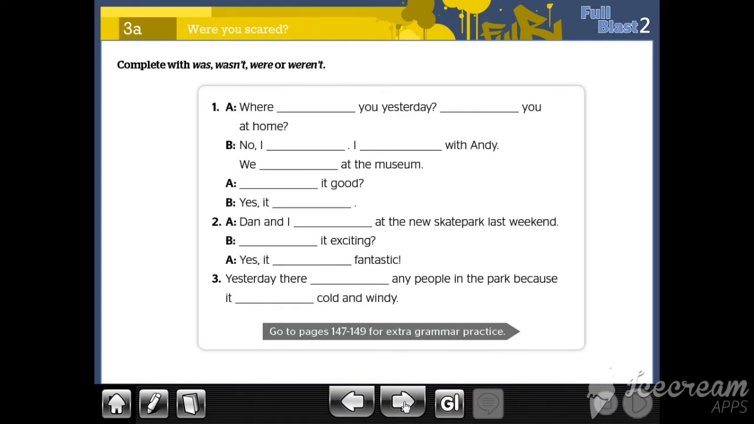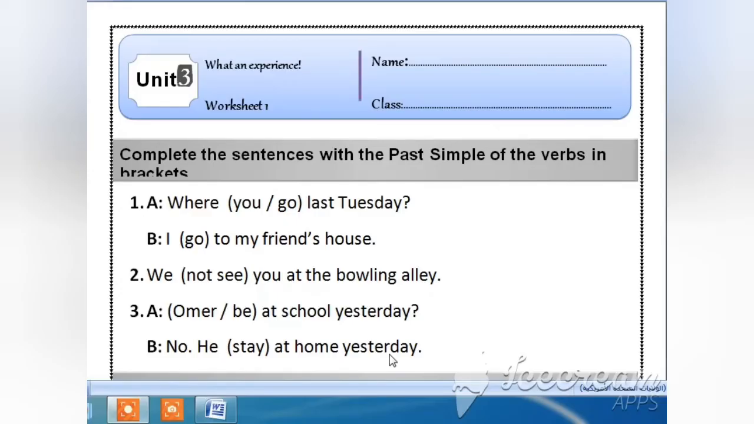Complete with was. Question number 1. Complete the sentence with the past simple of the verbs in brackets. Where you go last Tuesday? Of course here we have past simple tense. So we need a helping verb in the past. It will be where did you go last Tuesday?